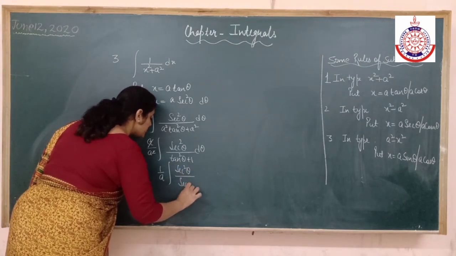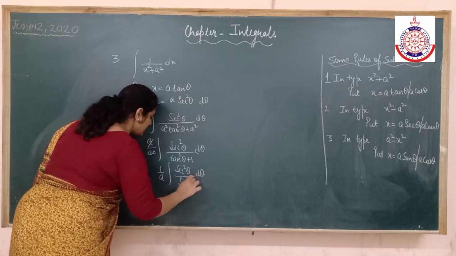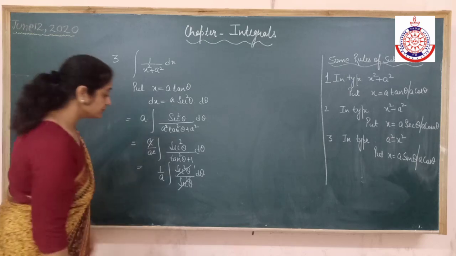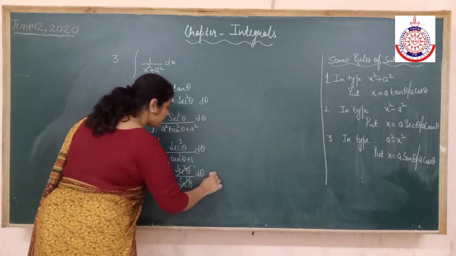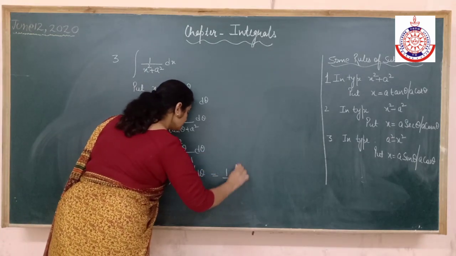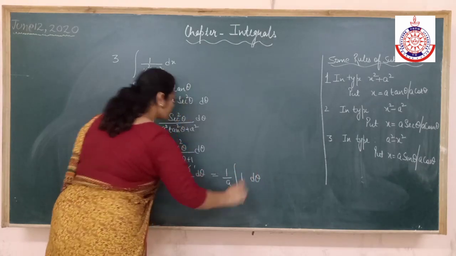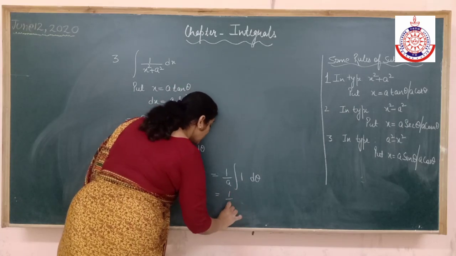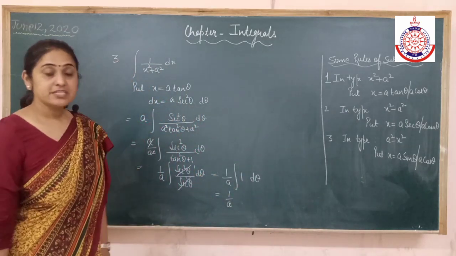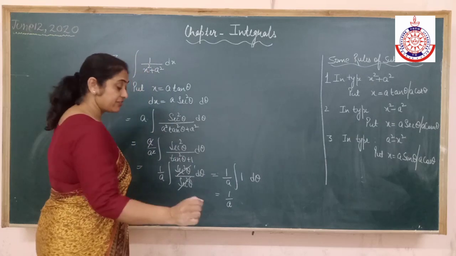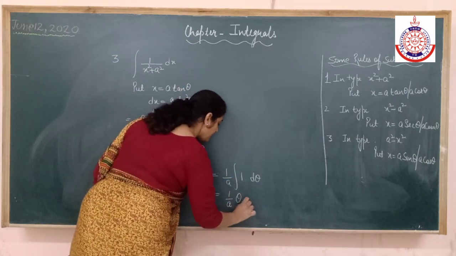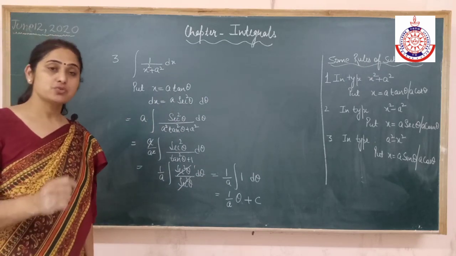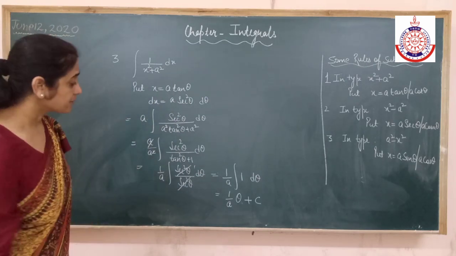I hope you remember the identities which you have done in class 10. And I told you a number of times, trigonometry will never leave you. This is one thing which will never leave you. So we will integrate 1 with respect to theta. Whenever we integrate a constant with respect to theta, that variable comes. So it is theta plus c. Integration of a constant is the variable with respect to which we are integrating, theta.